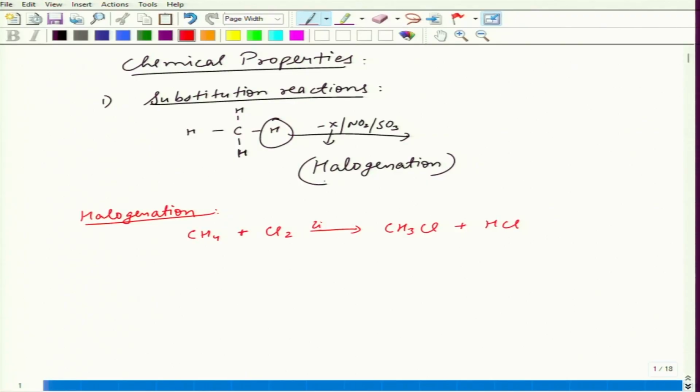The conditions are that we require either the presence of light, which is also represented by h nu. You must have studied this Planck's h nu, light. Or we can also do this reaction at high temperature, for example, almost 570 to 600 Kelvin, then we can produce the same. So, in order to produce alkyl chlorides or do the halogenation reaction from alkanes, we require either the conditions of light or high temperatures.